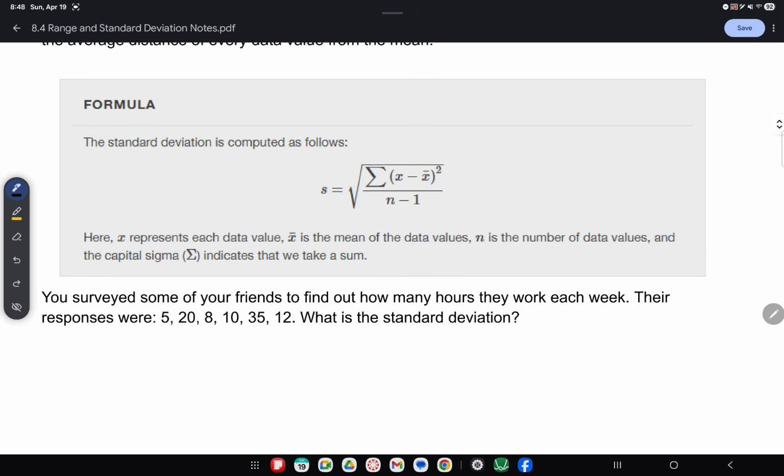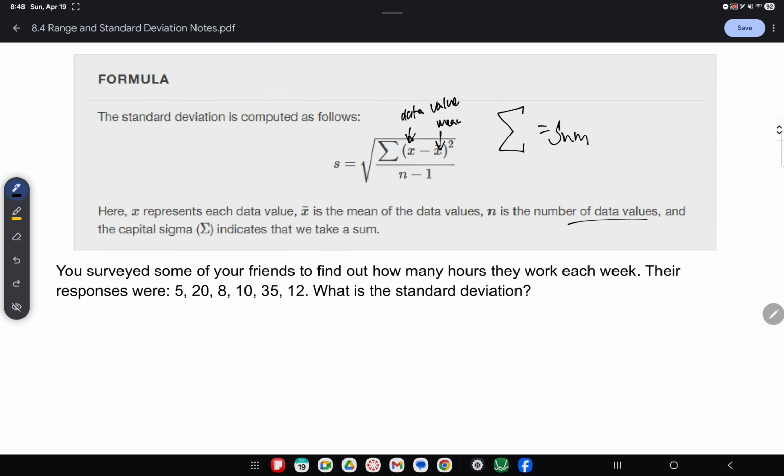So standard deviation is the square root of this fancy E-looking symbol, I should say. It means sum. So we're adding up a bunch of things. The sum of the data value minus X bar, and X bar is the mean. We're going to take all those differences, square them, and divide them by n minus 1, where n is the number of data values.